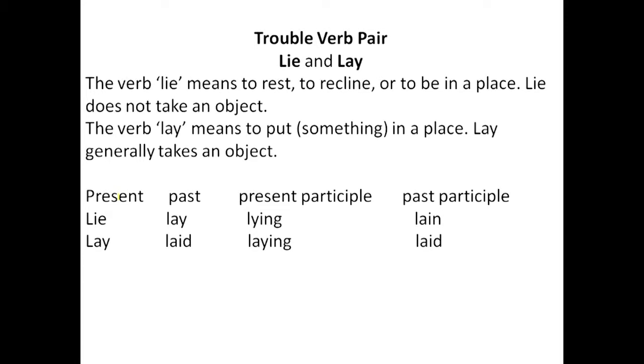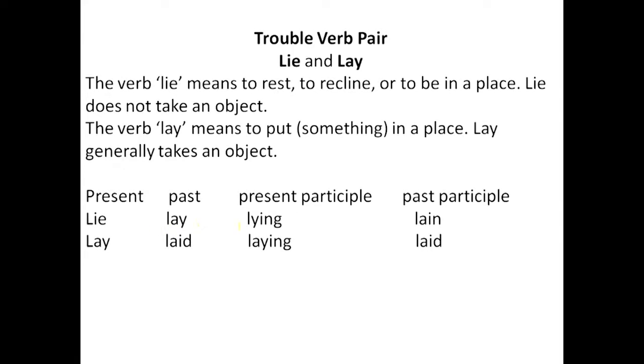But lay, on the other hand, means to put something in a place. So lay actually requires an object, meaning if you use lay, you must have a noun or a noun phrase or a pronoun after that. So let's look at the verb by following the four principal parts. Now lie, present tense. The past tense for lie, if you mean to tell an untruth, is lied. But here, if you mean to recline, to rest, or to be in a place, the past tense could be lay.